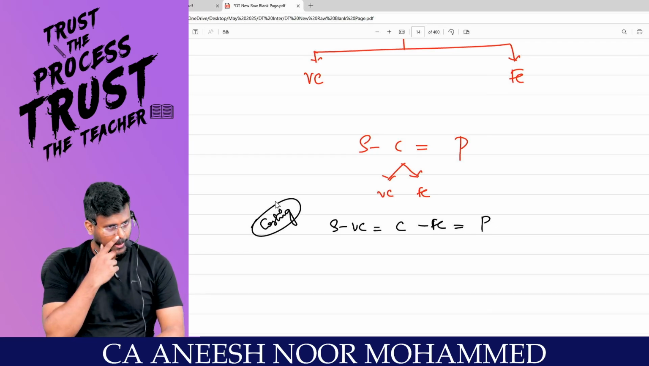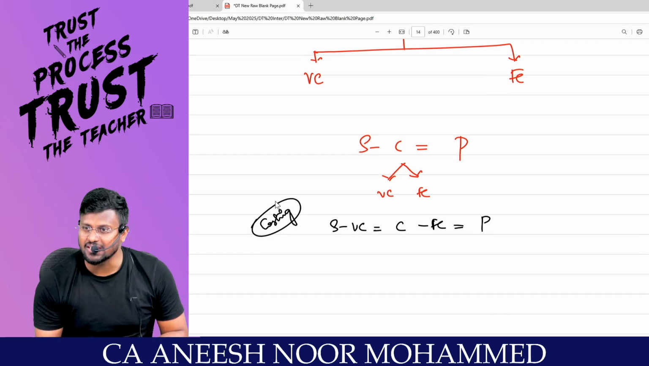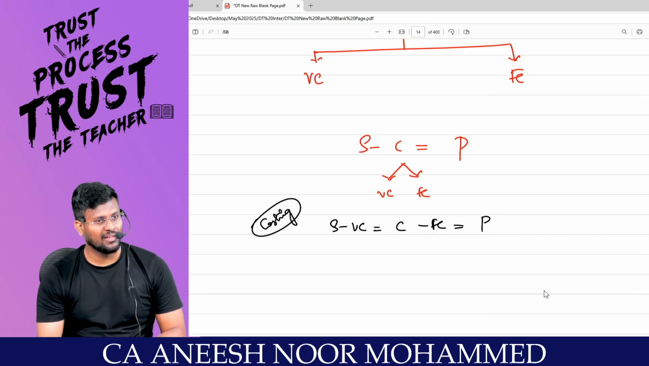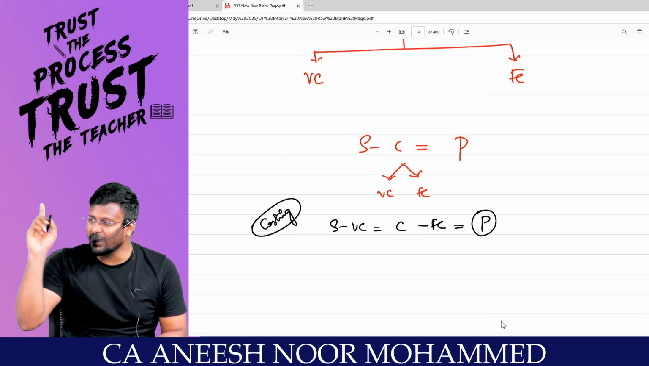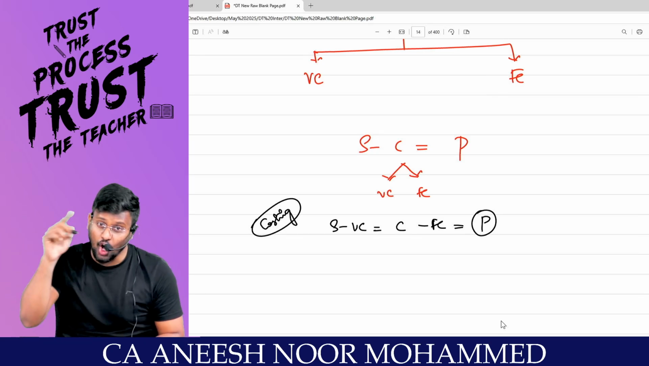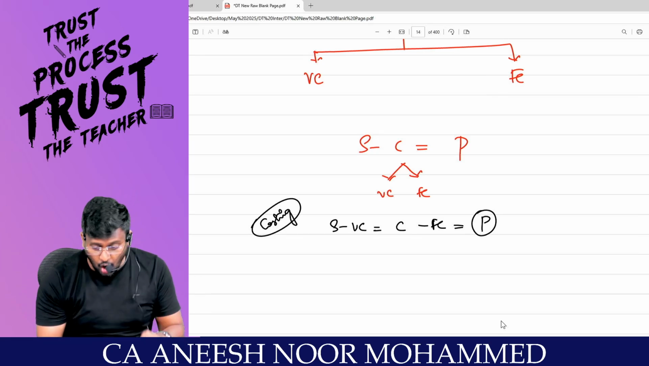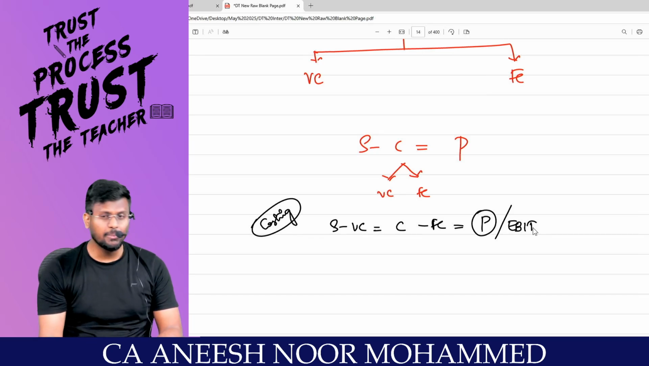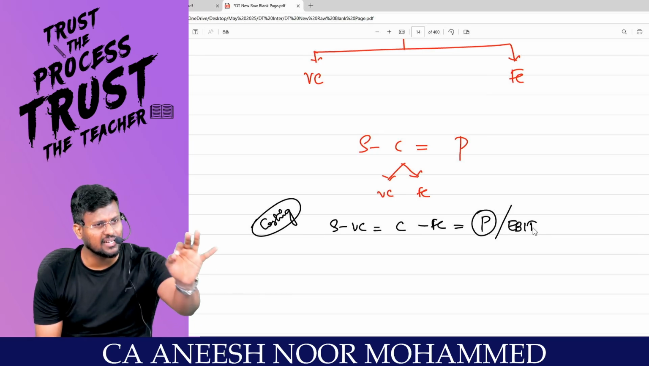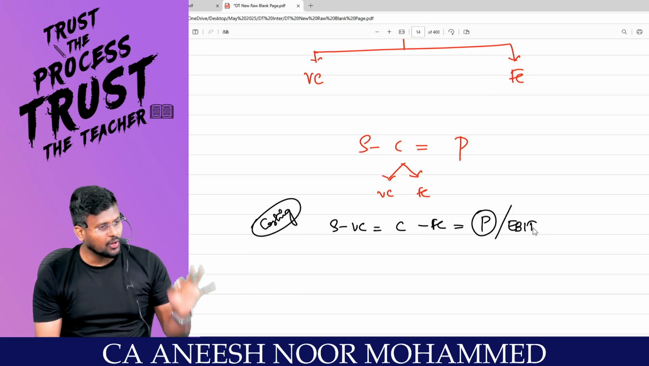Comfortable? Now in our subject, which is FM, I don't want to call this profit. I don't like it because it has been named by costing or accounts. I just want to call this profit as EBIT, earnings before interest and tax.